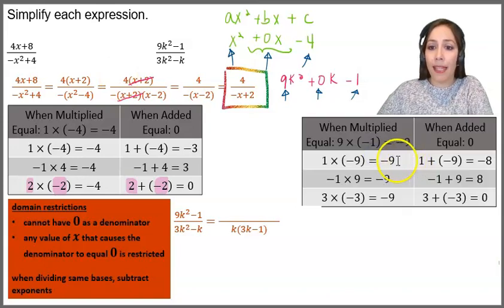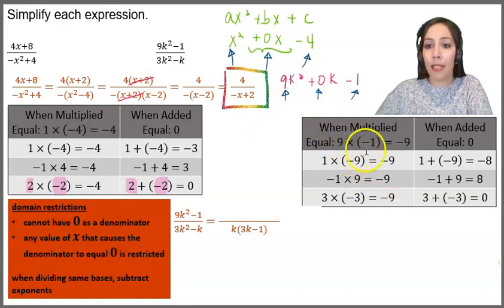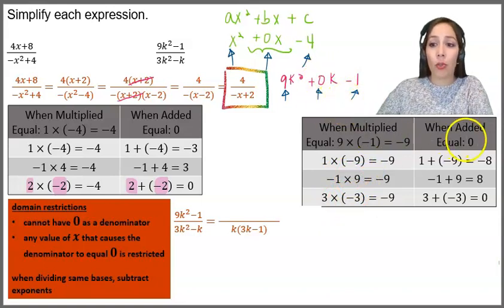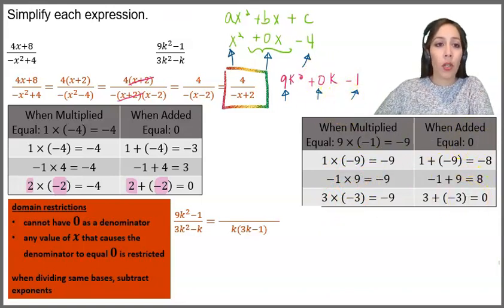So I went ahead and made this into a chart, and you can see here that when they're multiplied, it's 9 times negative 1, so it's negative 9. What two numbers multiply by each other to give me negative 9? 1 times -9, -1 times 9, and 3 times -3. And then the number in the middle was 0. So which ones add up to give me 0? And you can see our answer is +3 and -3.